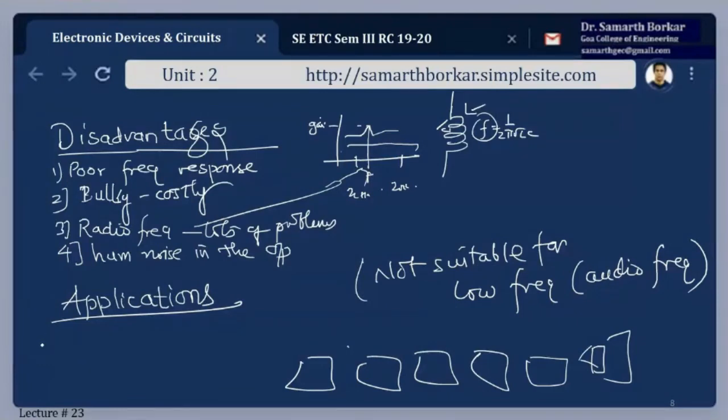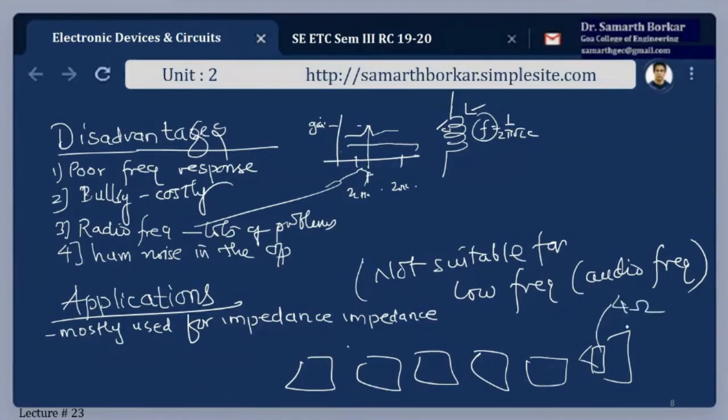It is mostly used for impedance matching. I hope you know what impedance matching is. A simple case is that the speaker is offering me 4 ohms resistance. I have to match it with the subsequent load of 4 ohms. Then only will maximum power transfer take place. And it is used for power amplifiers, for power amplification.